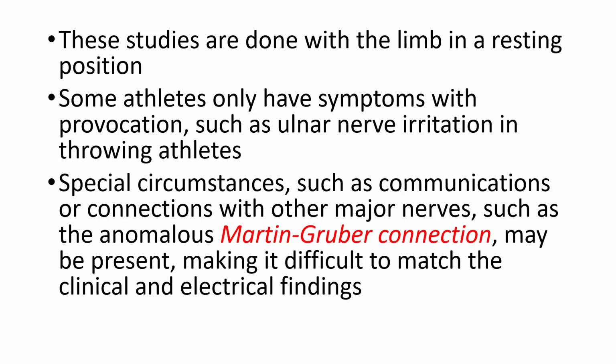Special circumstances include communications or connections with other major nerves, such as the anomalous Martin Gruber. Martin Gruber is a connection between the median and ulnar nerves in the forearm. For this reason, if one has a laceration of one of the nerves proximally, he may still have a fully functioning wrist or hand, due to the nerve supply being supplied by the other nerve which is connecting to it.